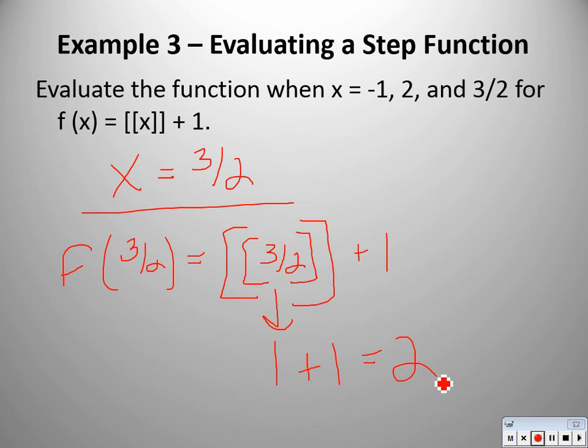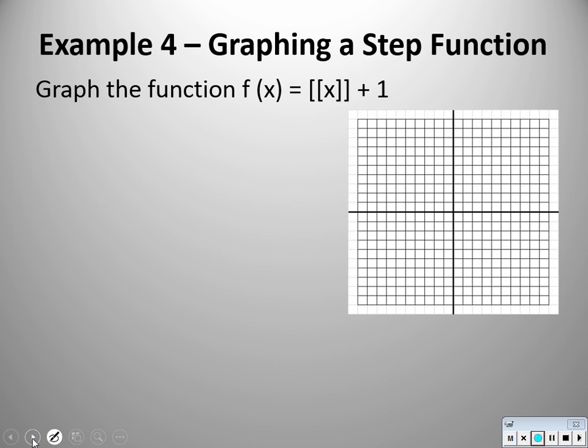So just remember, when we're talking about 3 halves, we're basically talking about the greatest integer function of that, which would be the integer that's to the left of 3 halves, and that's why you get a 1 when you do that. So that's just some different things in terms of substituting and evaluating involving the step function.